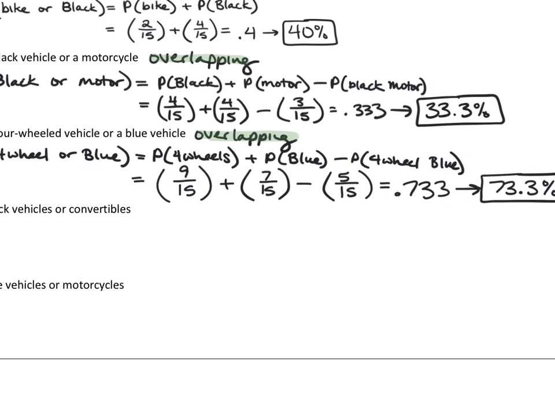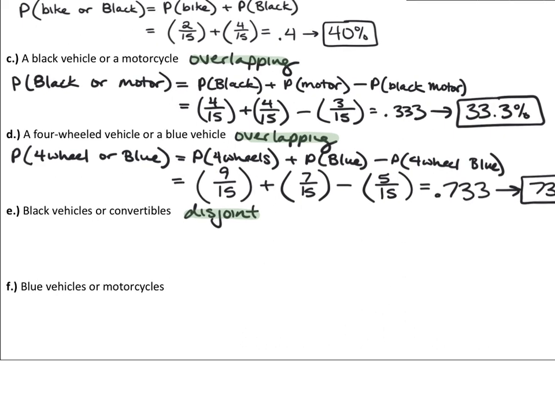All right, let's do E and F together if you haven't gotten there yet. Black vehicles or convertibles? Look at your table. Of the convertibles, are there any that are black? No, which means is this disjoint or overlapping? Disjoint. That means we don't have to do any subtracting at the end of the formula. We just get to add those numbers together without taking into account the overlap, because they don't overlap.